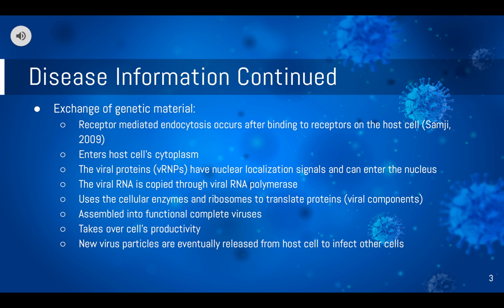Influenza, however, has something called negative RNA, which cannot be used by cellular machinery to make proteins. For this reason, once it is in the nucleus of the host cell, a viral RNA polymerase transcribes it into positive RNA. This then can be transcribed by the cellular RNA polymerases. After that, it goes back into the cytoplasm where cellular enzymes and ribosomes translate it into proteins.